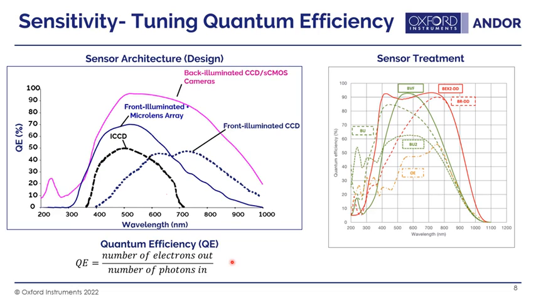And just to remember, the quantum efficiency is the number of electrons that you get out of a detector divided by the number of photons that go into the detector.